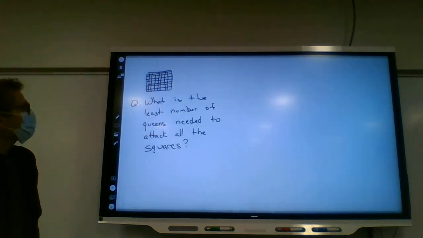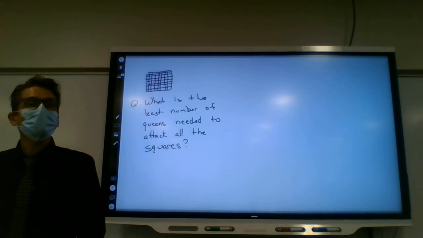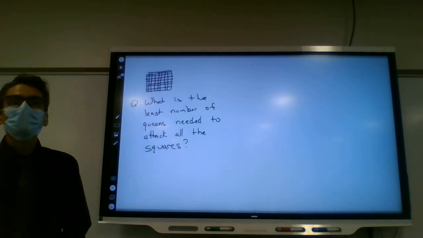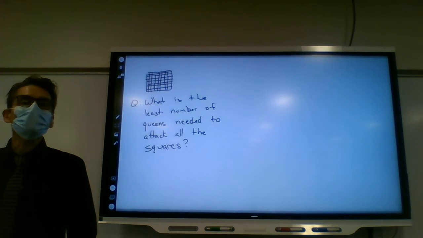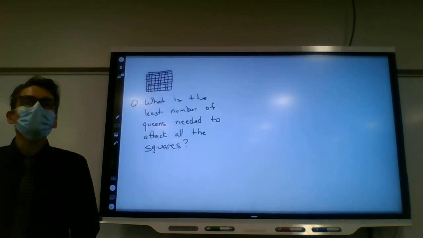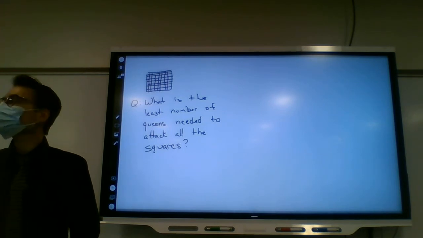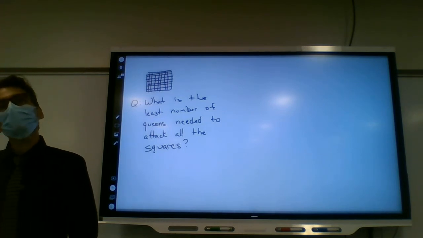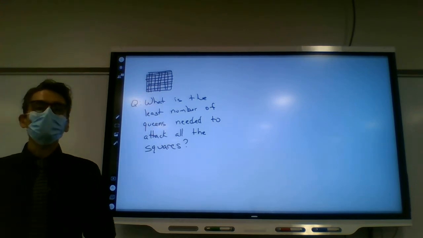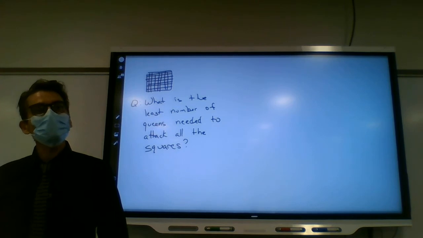Okay, so this problem is a little more difficult than the original problem. Because in the original problem, we knew that you couldn't have more than 8. And if we got to 8, we knew we had the right answer. On this problem, we don't know what the minimum number is. And so if we get a number, we don't have any way of knowing that we found the smallest.